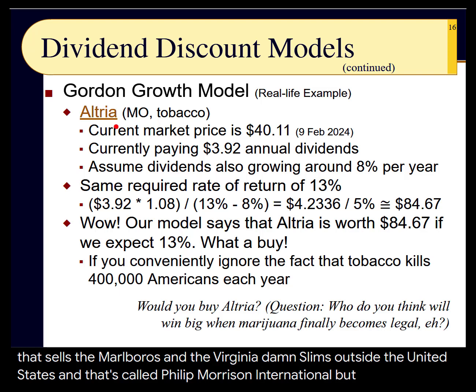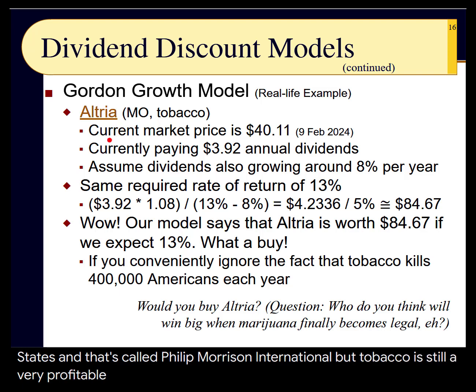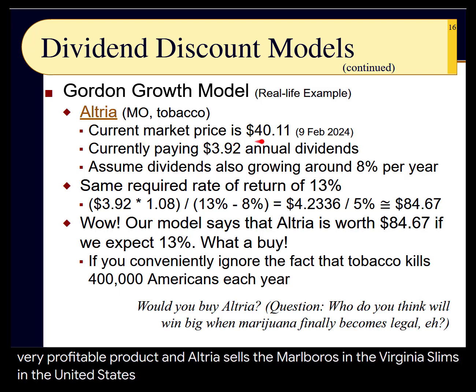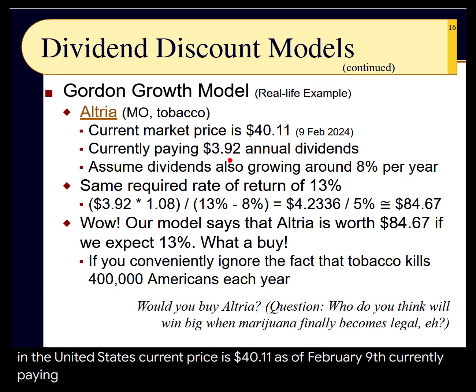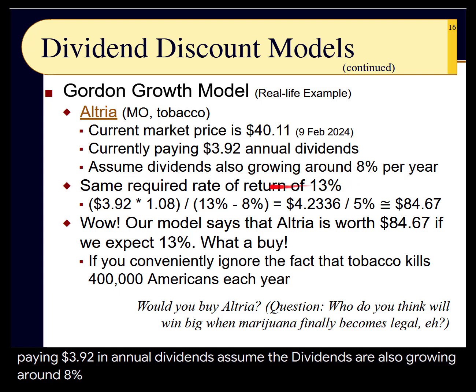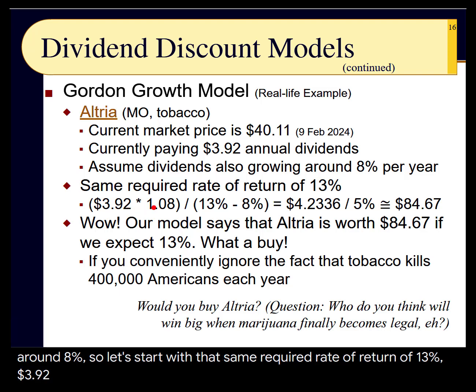But tobacco is still a very profitable product, and Altria sells the Marlboros and the Virginia Slims in the United States. Current price is $40.11 as of February 9th. Currently paying $3.92 in annual dividends. Assume the dividends are also growing around 8%. So let's start with that same required rate of return of 13%. $3.92 times 1.08 is a little over $4.23, 4.2336.